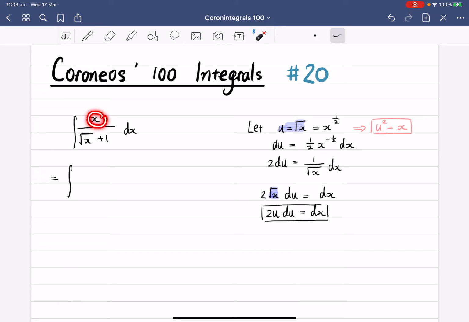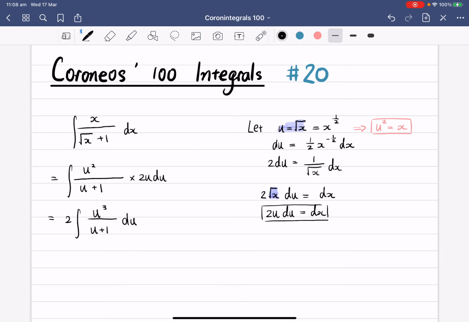The numerator, that x, is what we have here, so we've got u squared. Let's just write down u squared on the top, over the square root of x plus 1, which is just u plus 1. Now the dx, we multiply by 2u du. Please remember that dx is just what's here, and that becomes 2u du. Now after we simplify it, we take the 2 outside. In the numerator, you get u to the power 3 over u plus 1 du.